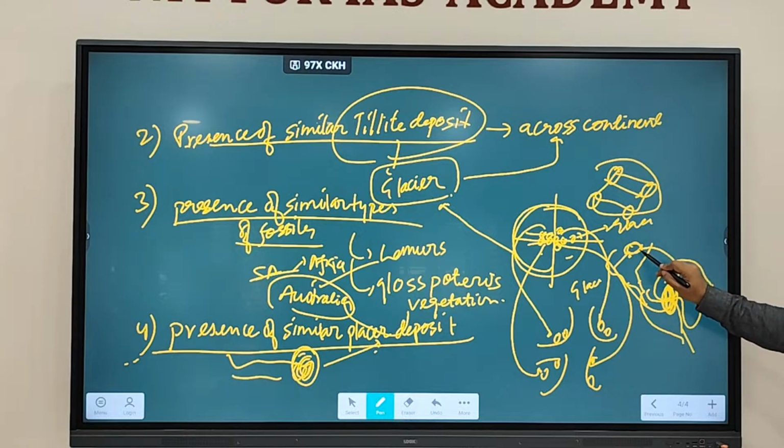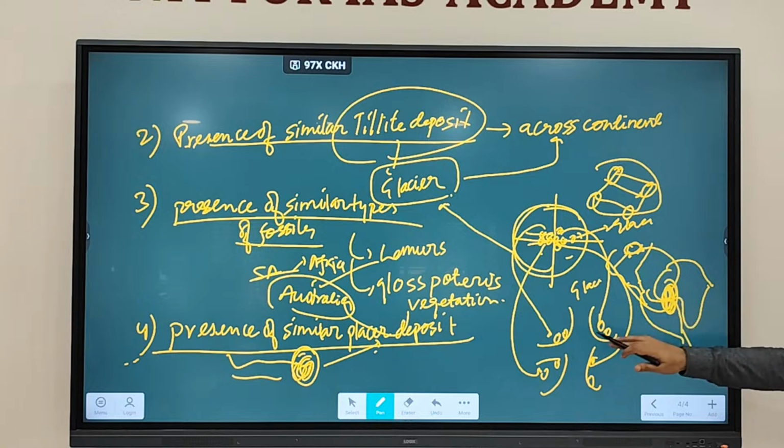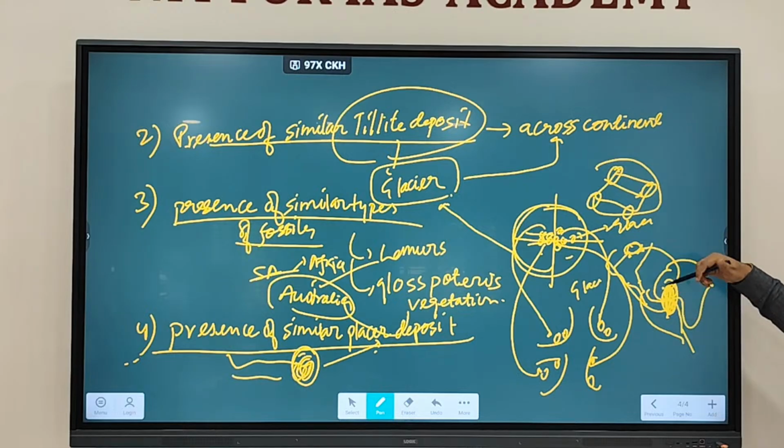The lower part has been where? In South America. So he is explaining that similar types of placer deposits are also present, and this is possible only when the continents were united. Clear? So they were united, and similar types of deposits were there. Now they have been broken apart. So here you will find deposits, and here also you will find similar deposits. Clear? So this is another indication he is giving.